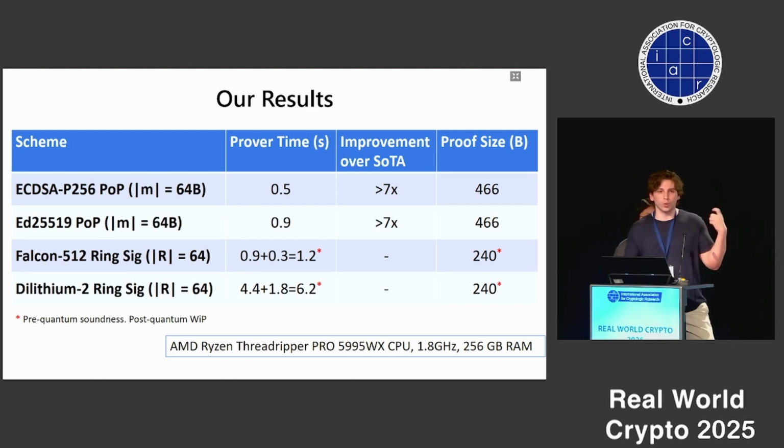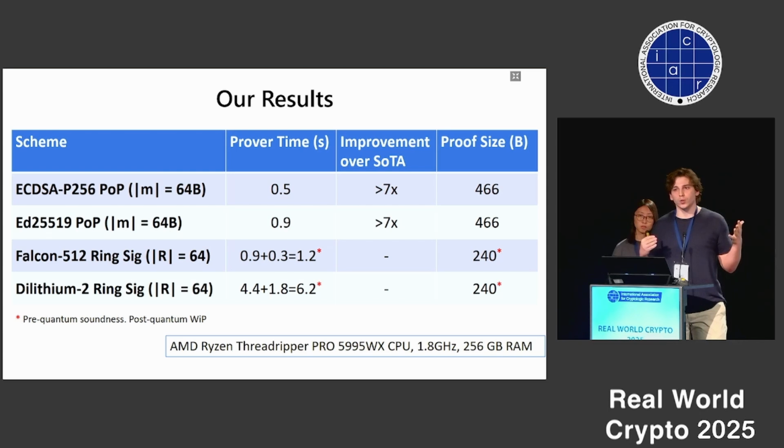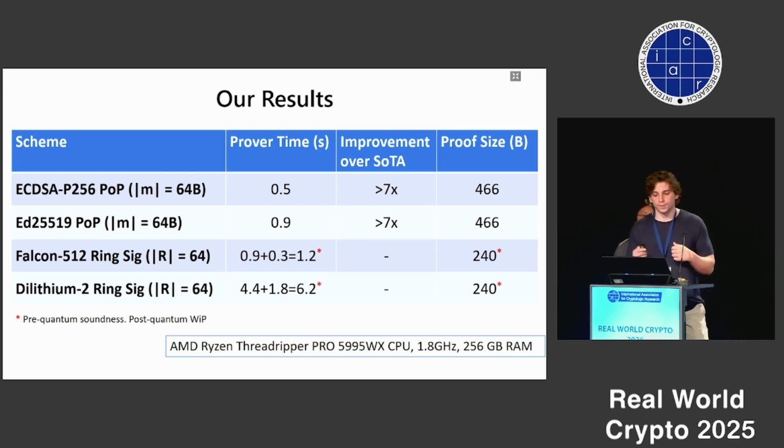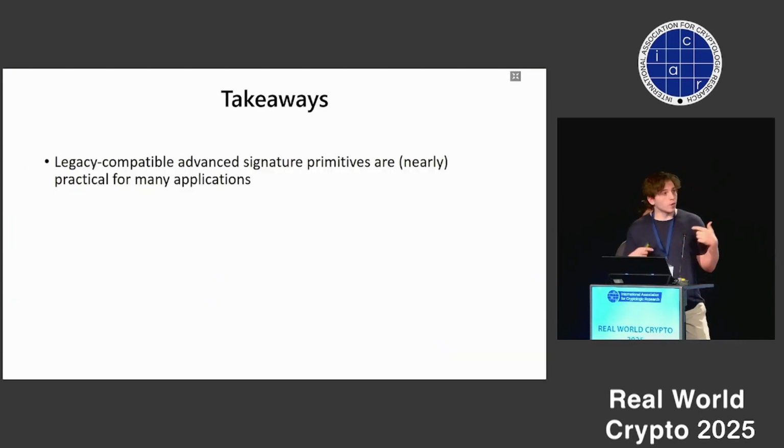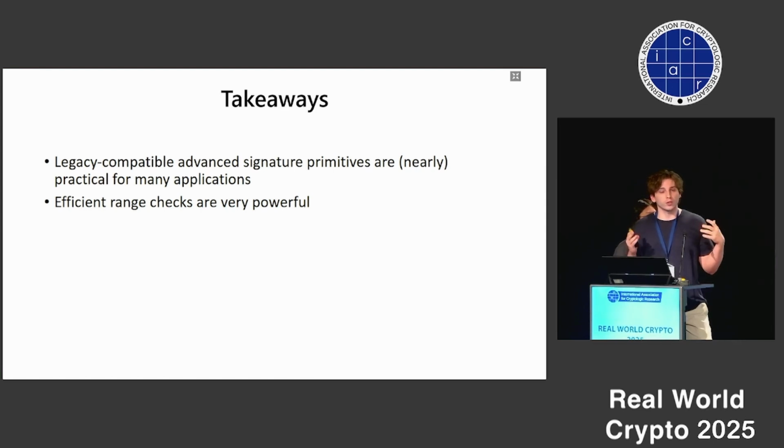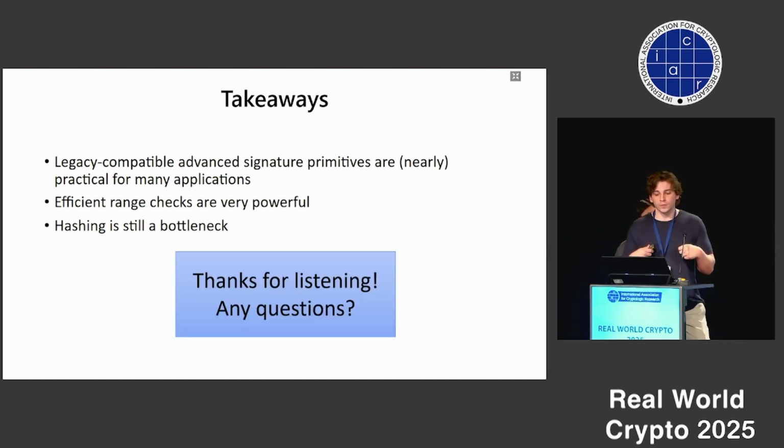Post-quantum soundness is a work in progress, although because we're targeting R1CS, our techniques generalize to a post-quantum SNARK for R1CS. So the main takeaways here are that legacy-compatible advanced signature primitives are practical or nearly practical for many applications. Efficient range checks are very powerful. They really open the door for non-native field operations. But hashing remains a bottleneck, at least in the cases where we can't remove it from the circuit entirely. Thanks for listening. We're happy to take questions.